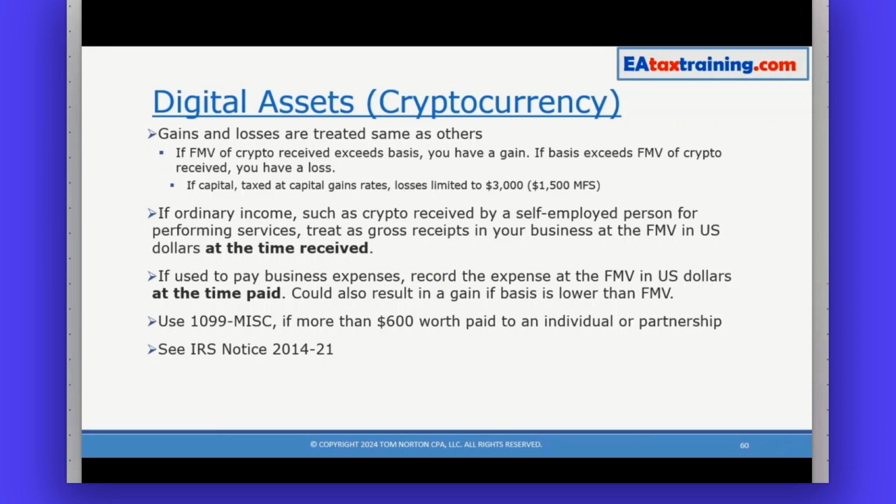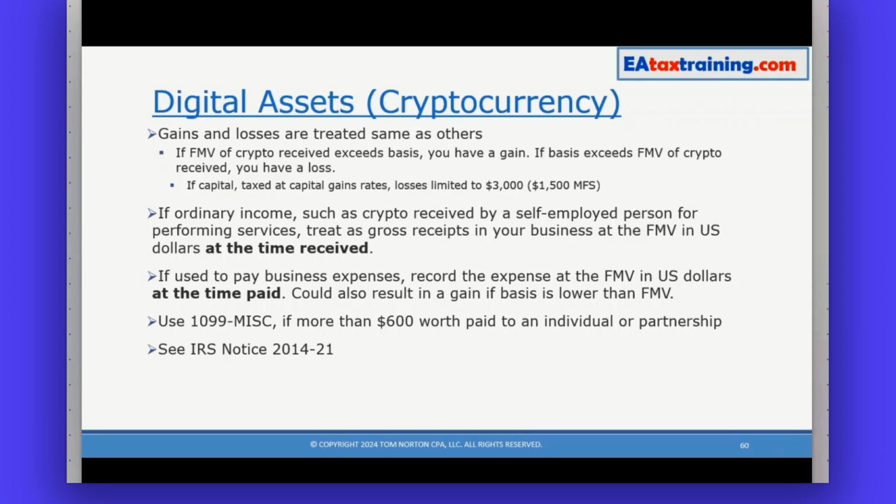You use a 1099 miscellaneous. If you are a business and you paid out $600 or more worth of cryptocurrency to an individual or a partnership, then you must issue a 1099 miscellaneous for that amount. And we'll get into more of the 1099 rules in part 2 of this course. But just for now, know that there does need to be a 1099 miscellaneous. And you as a taxpayer might receive a 1099 miscellaneous if you were on the receiving end of the cryptocurrency.